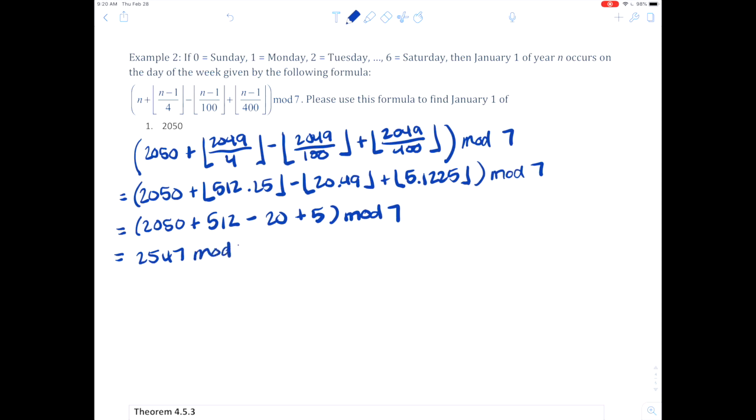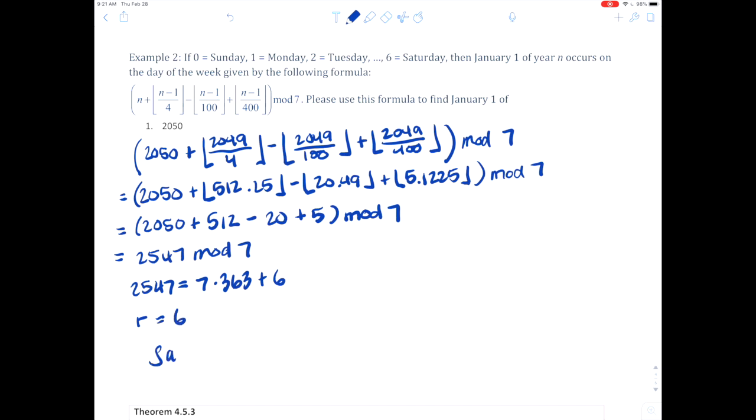Mod 7. Well, remember that this is equal to the integer remainder you get when you divide 2547 by 7, right? So let's rewrite 2547 as 7 times something plus a remainder. Well, I got 7 times 363, plus a remainder of 6. So our R is equal to 6.